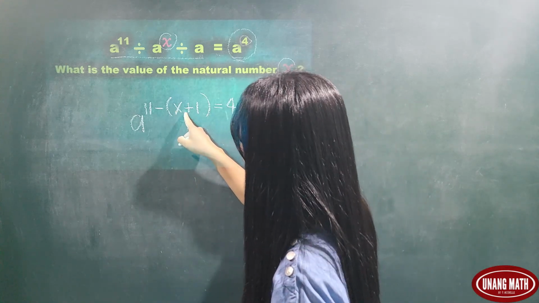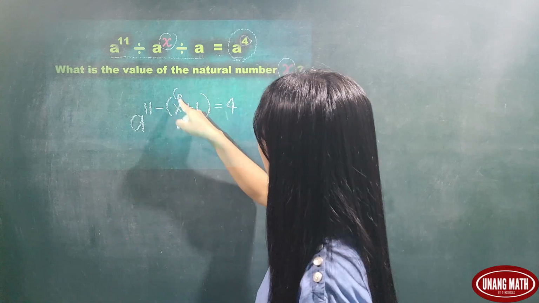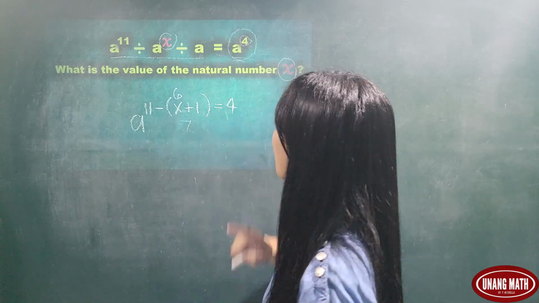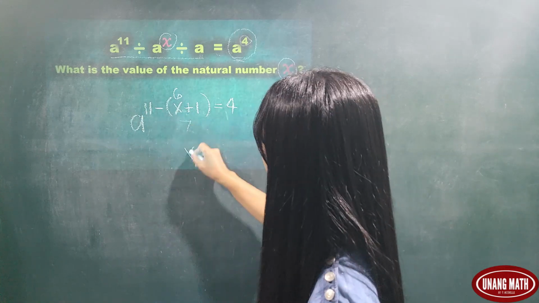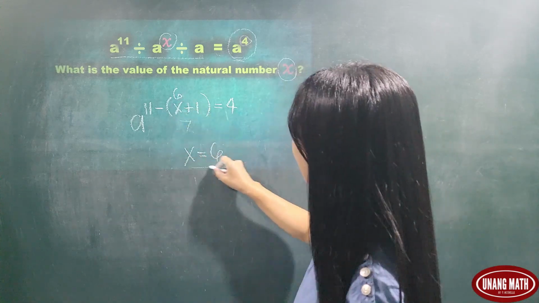So number plus 1 equals 7. So that means this is 6. So 6 plus 1 is 7. So 11 minus 7 equals 4. So that means x is equal to 6.